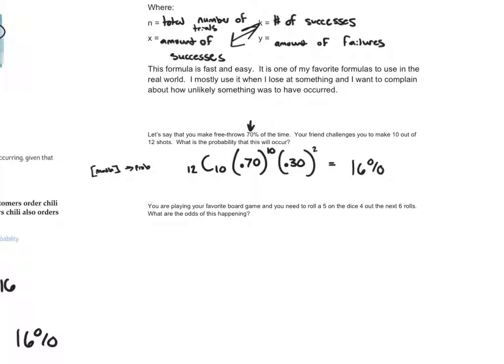And that's why I like to use this formula, is really just to be petty when things don't go my way. Or it can help you feel lucky, because if you only shoot 70% of the time and then you have a really good game and you make 10 out of 12, you could look back and be like, oh, that was unlikely that would have happened.